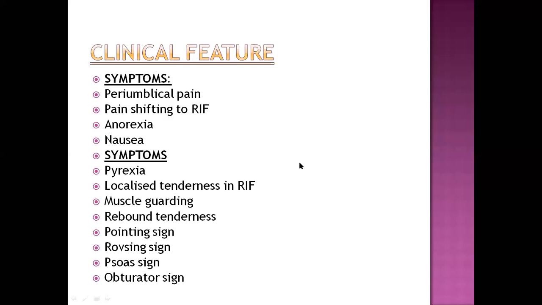Some signs we elicit clinically because the appendix has variable positions. We elicit some clinical signs to confirm the position of the appendix or the clinical feature on which they present. A patient with the appendix in the retrocecal position, where the psoas muscle is very close and the appendix is placed over the psoas, usually presents with a flexed hip joint. On extending the hip joint, the inflamed appendix touches the psoas muscle, causing pain and tenderness over the psoas. It is known as the psoas sign.